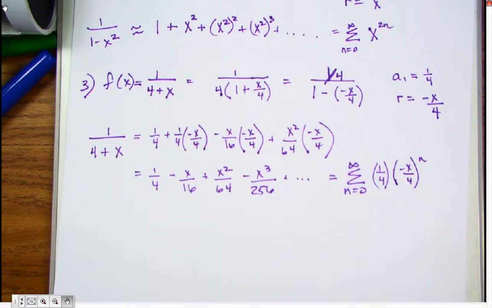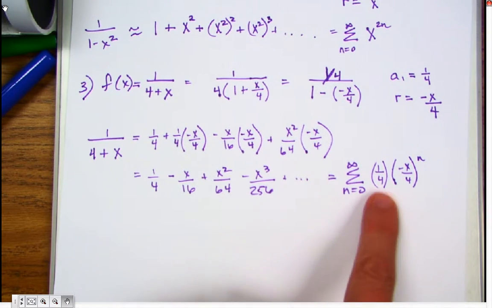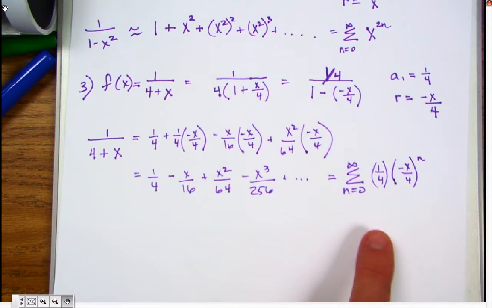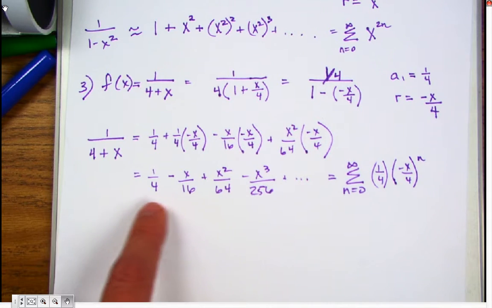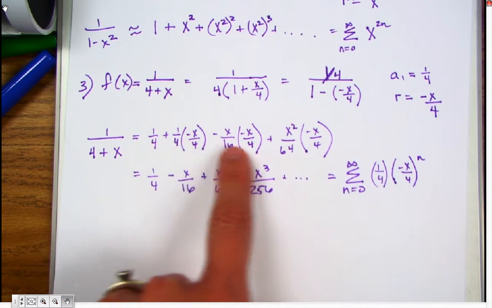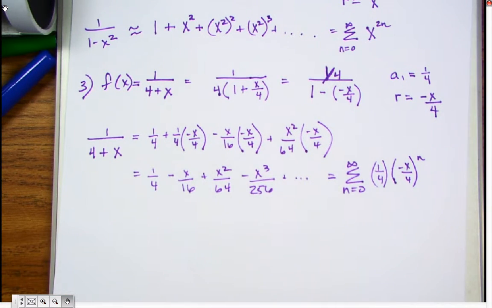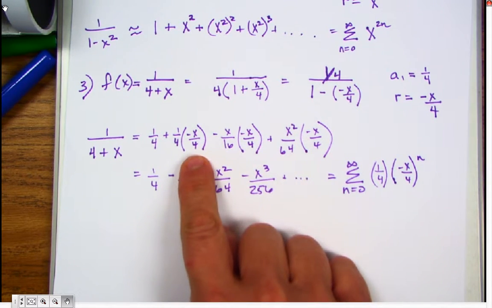So you kept the negative x over 4 the same, and then you applied the n to the 1/4? Well, it's 1/4 times that, because the 1/4 is in every single one of them. So you're multiplying each one by the ratio. Correct.